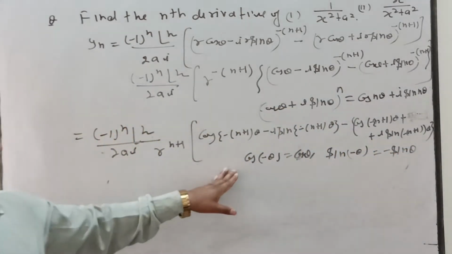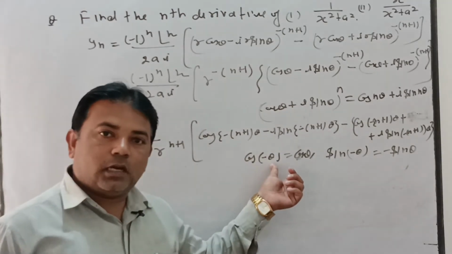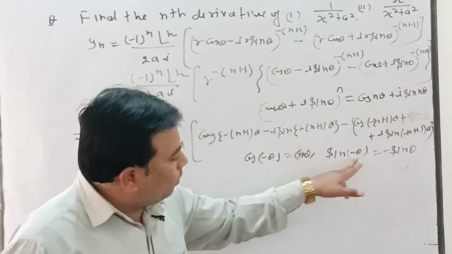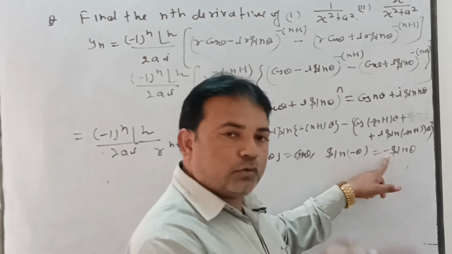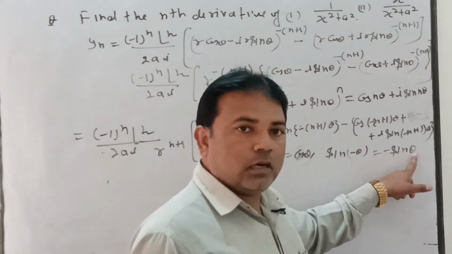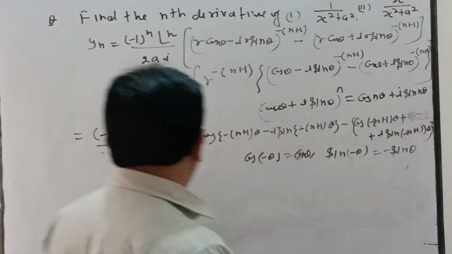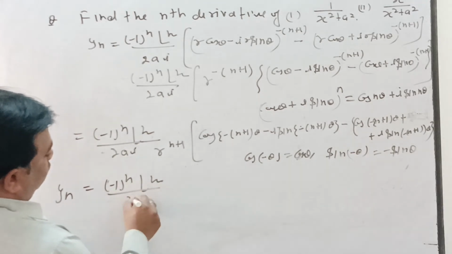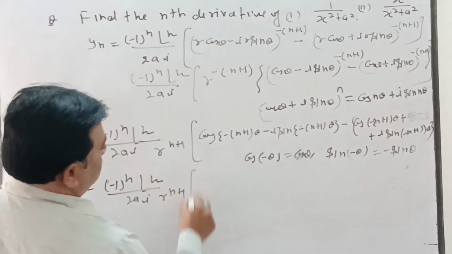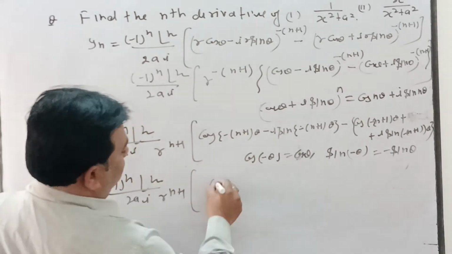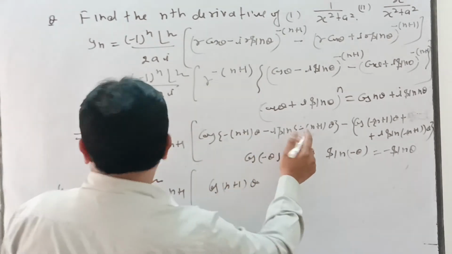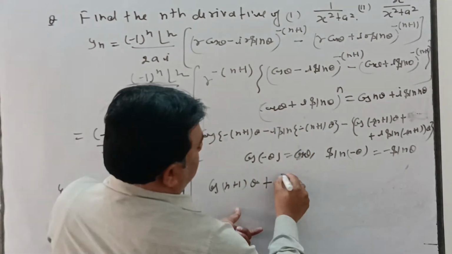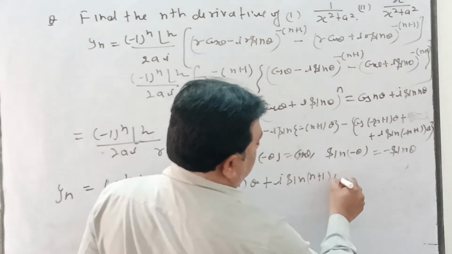You know this is very simple: cos of minus theta is also cos theta, no change with the sign, but in sin of minus theta, the minus comes out, leaving sin theta. So minus sin theta, we change in the form of this: factorial n over 2ai r to the power n plus 1, times cos of n plus 1 into theta, but the minus comes out, so this becomes the positive i sin of n plus 1 into theta.